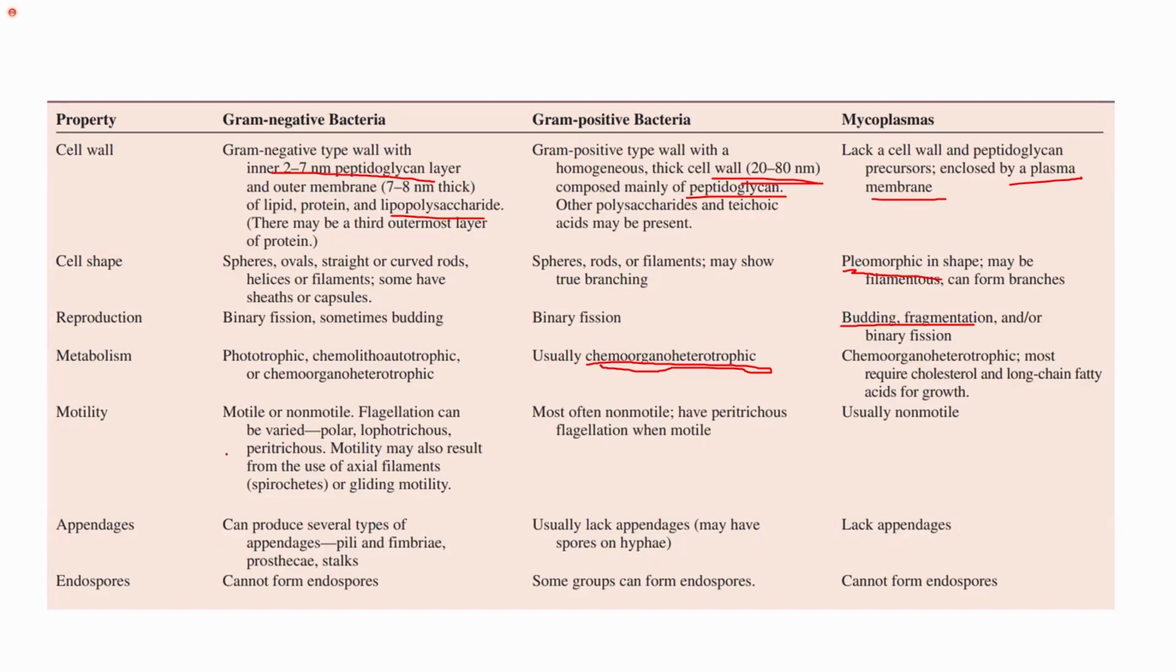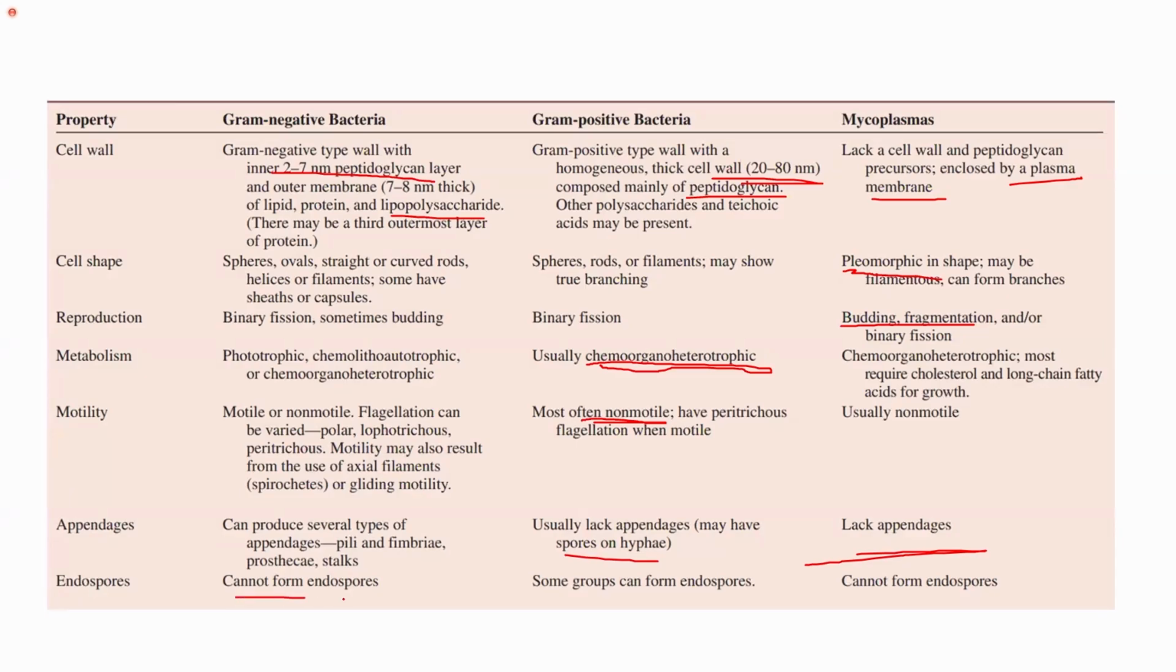So gram-negative bacteria may be motile or non-motile, while gram-positive bacteria are mostly non-motile, right? They lack flagella, or they have peritrichous flagella if they are motile. Peritrichous flagella means flagella are present around the complete cell. Appendages: gram-negative bacteria have pili, fimbriae and stalks, while gram-positive bacteria usually lack appendages, though they may have spores or hyphae.